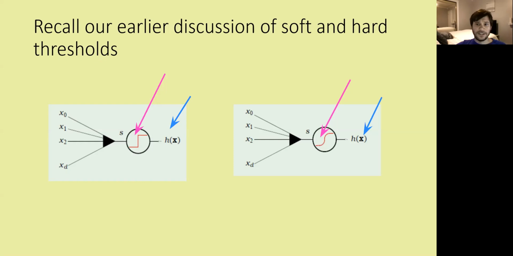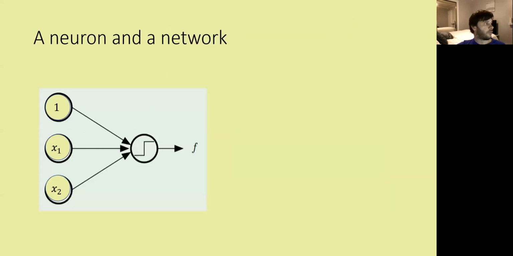So again, here is a basic neuron using a hard threshold. Okay, we could think about maybe doing the same thing. If we were to use a logistic transformation, we could implement a soft threshold function instead.